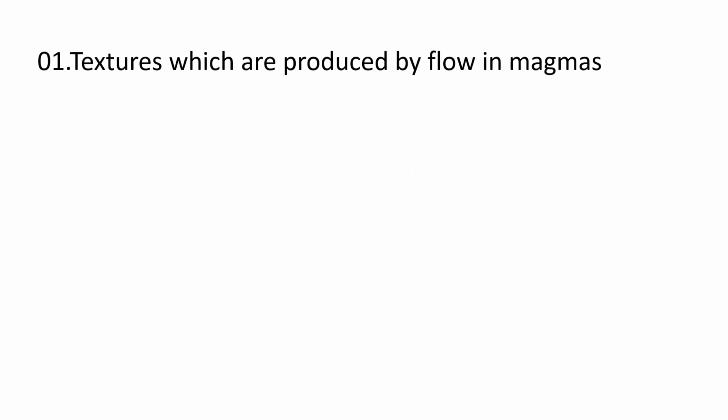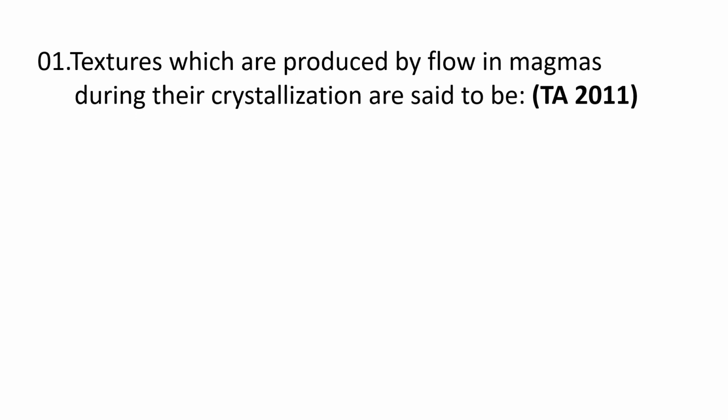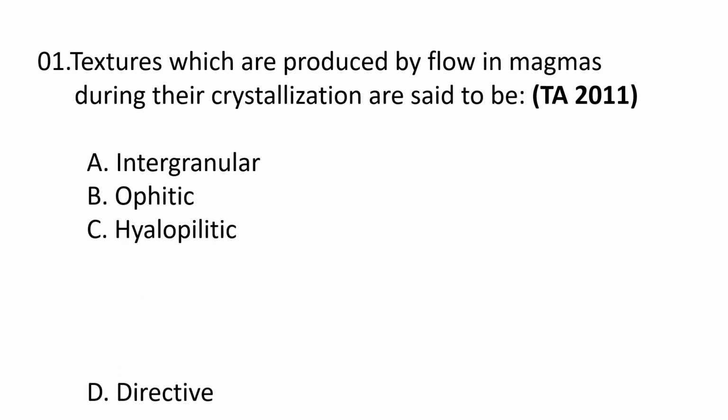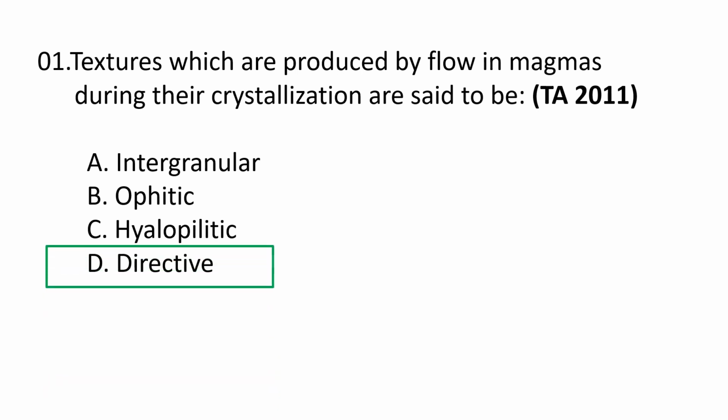Textures which are produced by flow in magmas during their crystallization are said to be. This question is from Technical Assistant, Mines and Geology 2011. The choices are A. Intergranular, B. Ophitic, C. Hyalopilitic, D. Diapeptic. So the correct answer is D, diapeptic. These are the textures which are produced by flowing magmas during their crystallization. That's why they are said to be diapeptic.